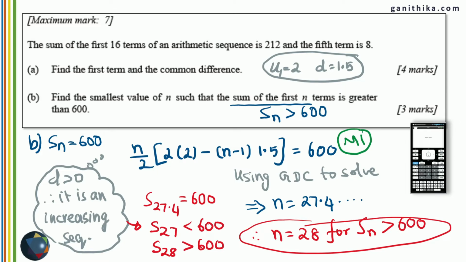This is the method mark for using the correct Sn and substituting the correct values, and then using the GDC and solving for n. You are not going to get a mark for 27.4, but the last answer mark is for writing n equal to 28. So all the information that you have used, from GDC to increasing sequence and then choosing the correct value for n as 28, all of them together will be the A1 mark. So the final A1 mark is only for n equal to 28, not for n equal to 27.4. Hope you understood that. Be careful about it. Let's move on to the next question.